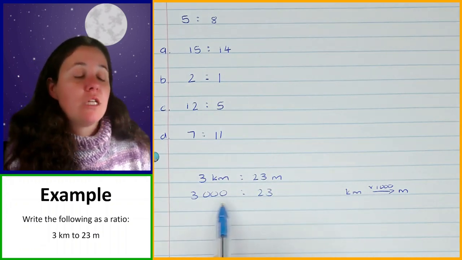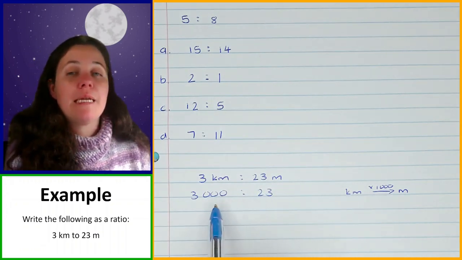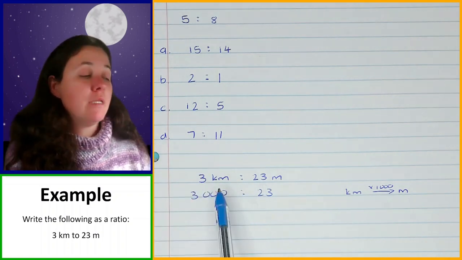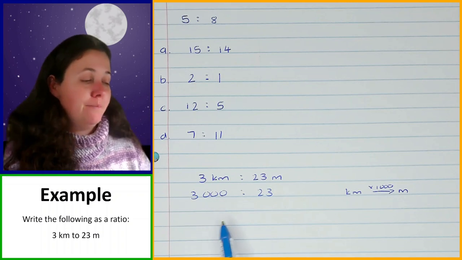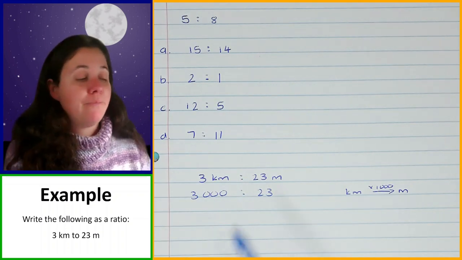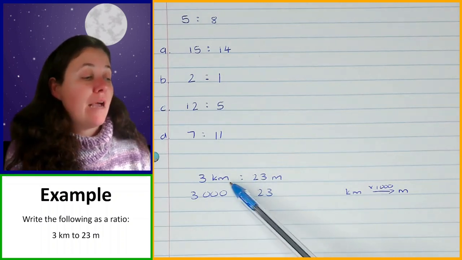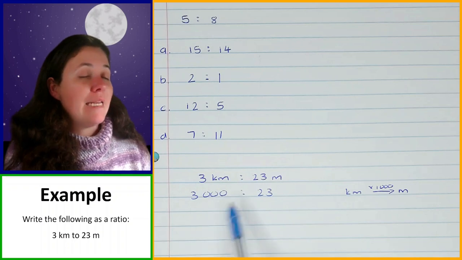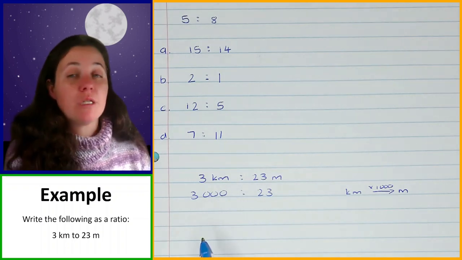Now, because I've got the same unit of measurement, I now don't need to write the unit of measurement. Over here, I had to write it, because if the numbers are just written there without a unit of measurement, the assumption is that the units are the same. But if they're not the same, then we have to actually indicate what those units of measurement are. So over here, I now don't need to write the unit of measurement because they are the same as each other.